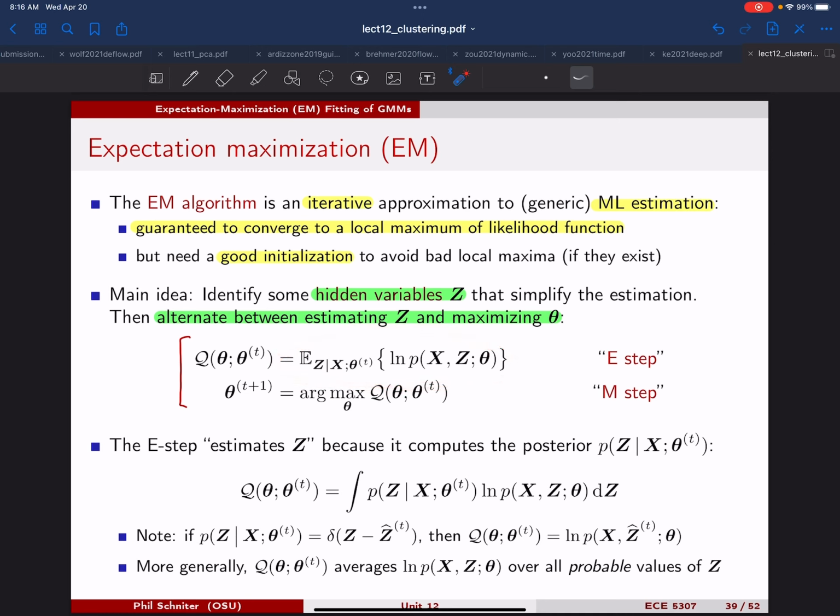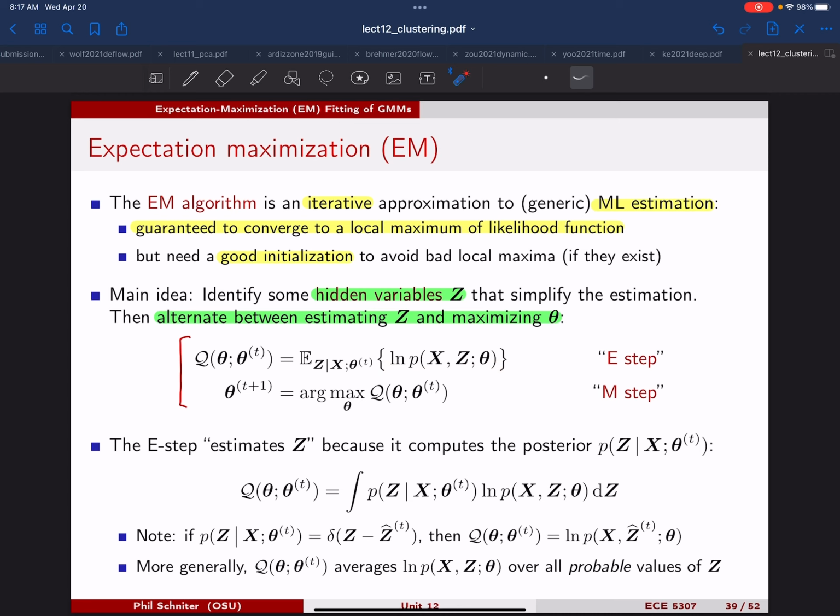So essentially when you take the expectation of this quantity, you are averaging it over all the probable values of z, your hidden variable. You don't know the hidden variable, so you can try to estimate it given your data and your previous guess of the parameters. That's going to give you a range of different z's. Some are more probable, some are less probable. And then you're essentially averaging this over that distribution of z's.